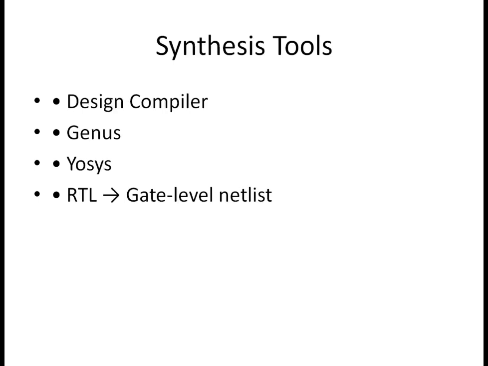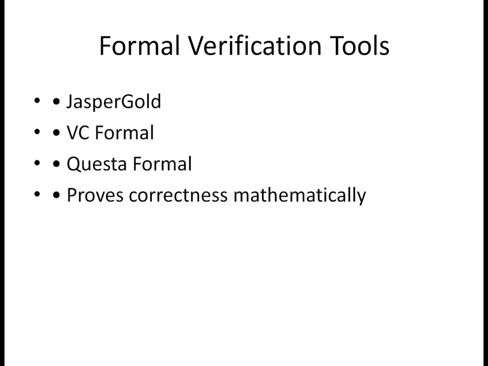So next will be about synthesis tools. Synthesis tools are Design Compiler, Genus, and so on, right? Your RTL will be converted to a gate-level netlist by this synthesis tool. And next is your formal verification tool. In formal verification, there are tools from these vendors: JasperGold from Cadence, VC Formal from Synopsys, Questa Formal, and so on.